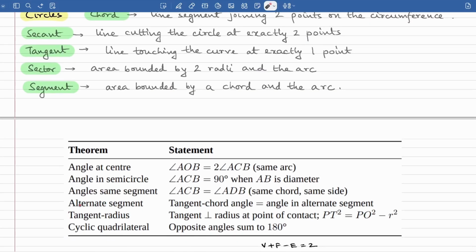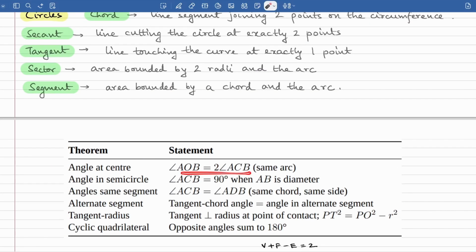A few circle theorems. Angle at the center is twice the angle at circumference. Angle in a semicircle is a right angle. Angles in the same segment are equal, which means on the same chord, if you are taking two angles in the major segment, they should be equal, or two angles in the minor segment, they will also be equal.